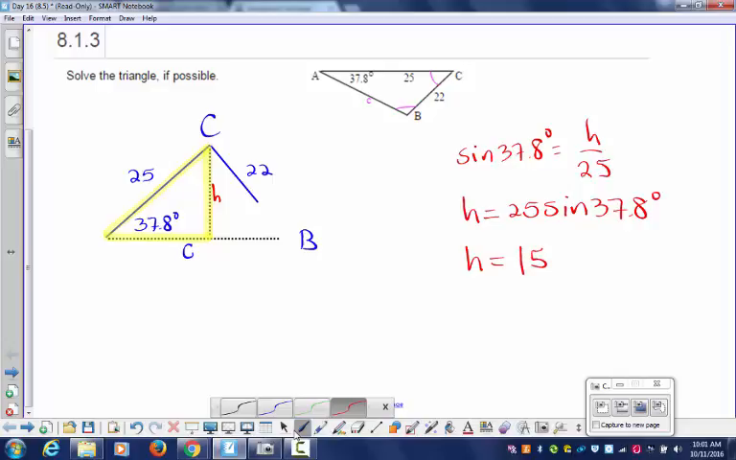So that's about 15. We see that this side right here is bigger than 15. And if that side is bigger than 15, then we know that that dangling side can, in fact, reach the base. Then we have to analyze its length compared to the other side that's given. And that side length is shorter than this, so that means we can find two triangles. That means we have two triangles.